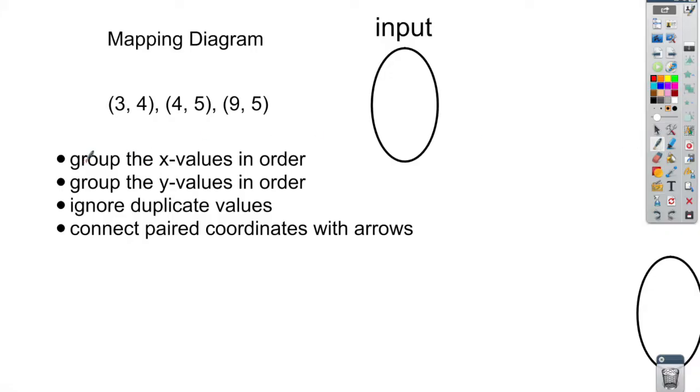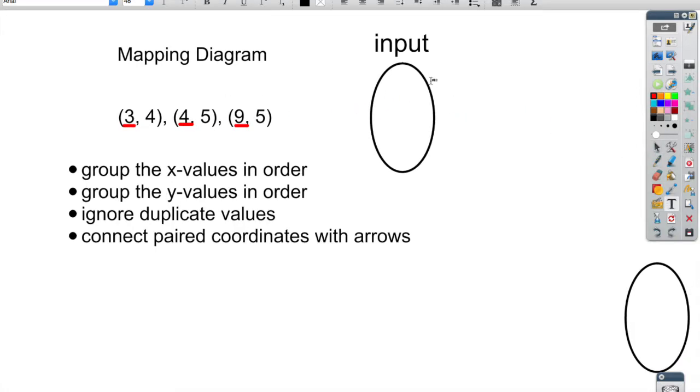And so what you do here is it says to group the x values in order. So you look at whatever data you've been given. In this particular case, I've been given the data as just raw coordinate pairs. So my x values are 3, 4, and 9. And I'm just going to place them over here in order. So I've got 3, 4, 9. And there's my input values. Okay? And down here it says to ignore any duplicate values. In this case, I didn't have any duplicates.